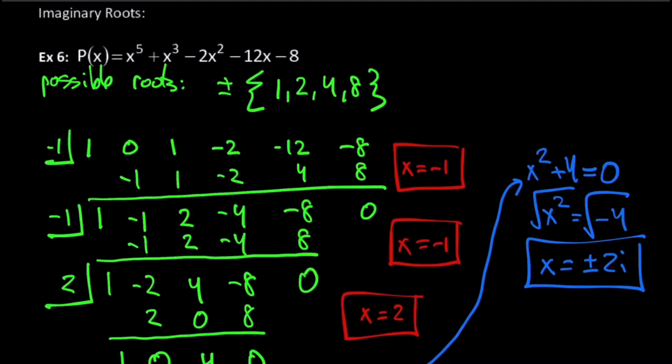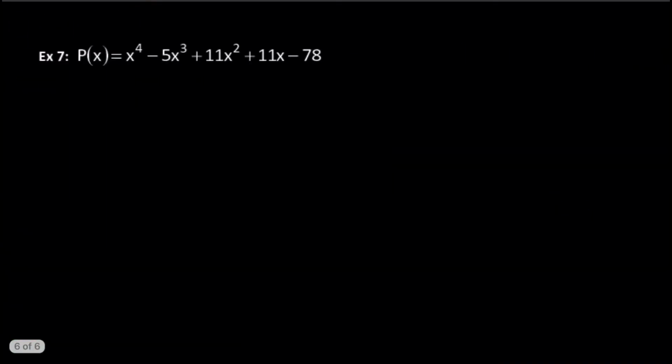All right, this is the last one, the grand finale. So I have to find all the roots. 1 minus 5 is -4, plus 11 plus 11, so that's going to be not enough to overcome a -78. So 1 is not going to work. Let's list our possible roots.